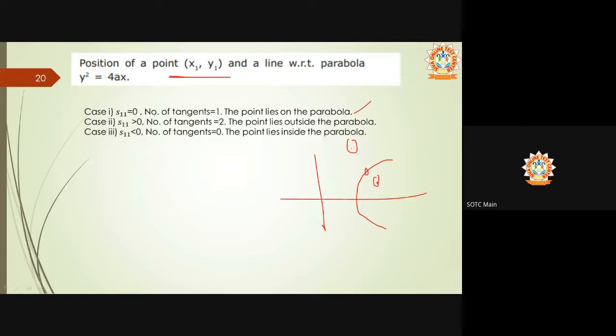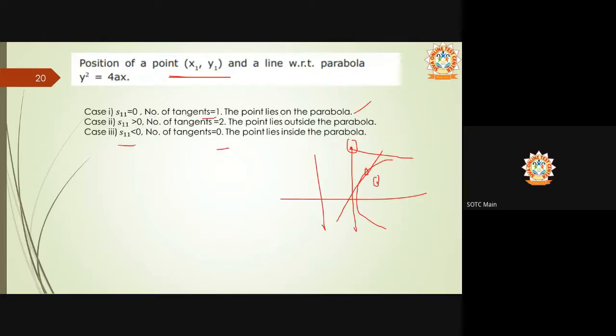If S11 is equal to 0, the point is lying on the parabola, and one tangent can be drawn. If S11 is greater than 0, the point is lying outside the parabola, and the number of tangents that can be drawn is 2. If it is inside, that is S11 is less than 0, a negative value, the number of tangents is 0. It is similar to the circle, no change. Clear? Clear about the formulas part? Yes, sir. Yes.